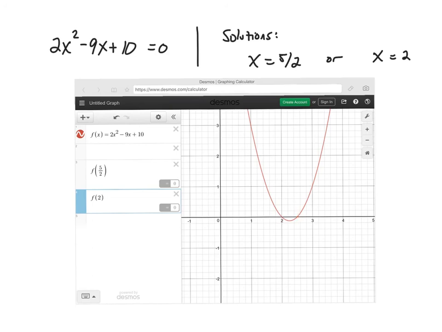Well, if I click in here and I click on this red graph, my zeros actually do pop up. And so if I click on those dots, what we see is one of my zeros is 2, the other zero is 2.5, which as a fraction is 5/2. So, all right.